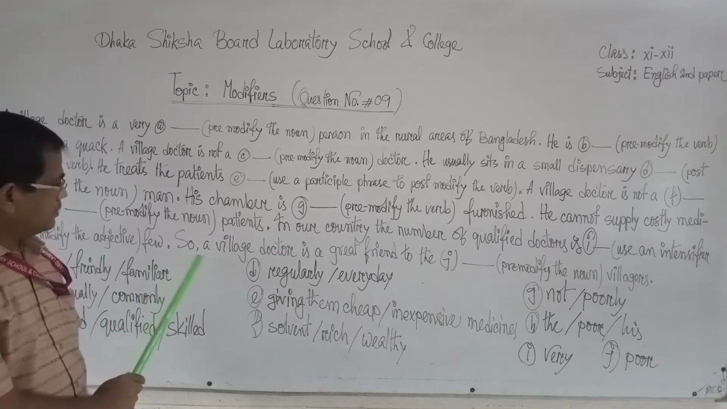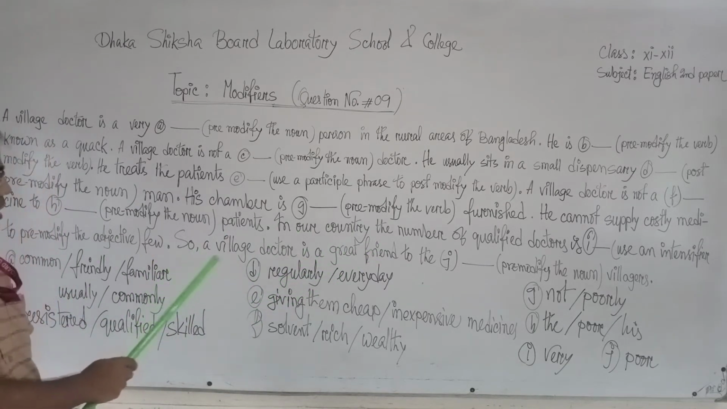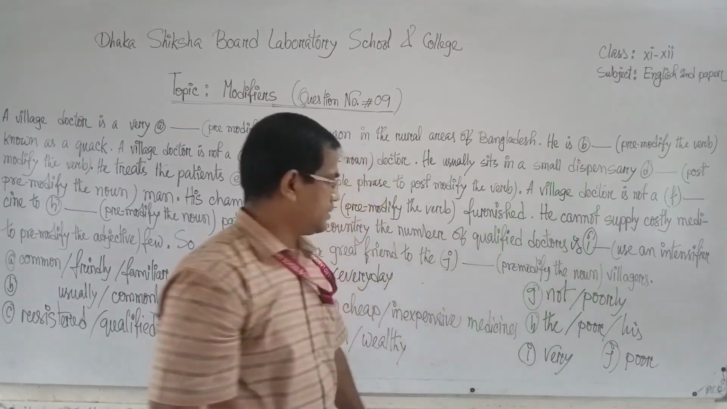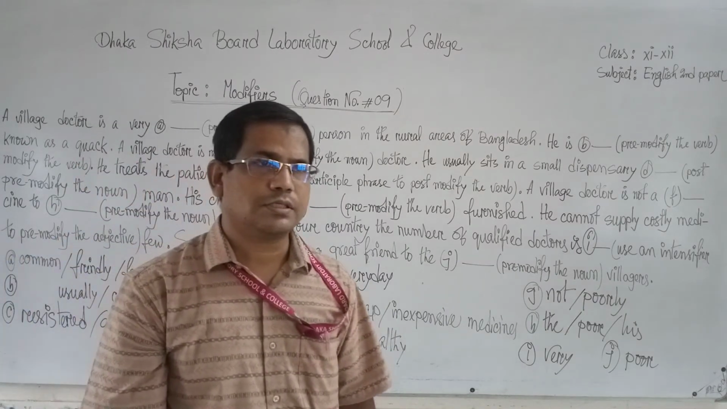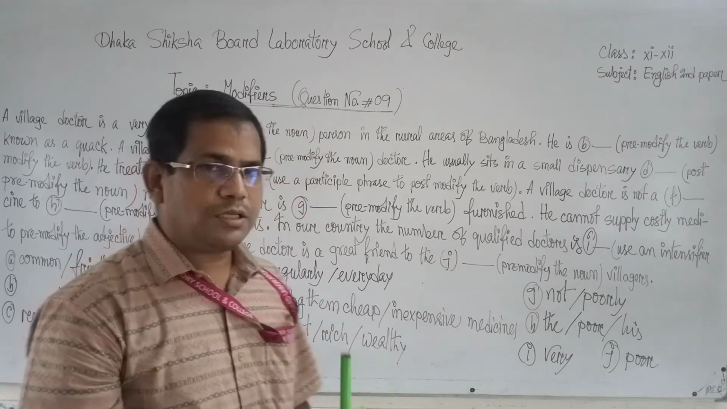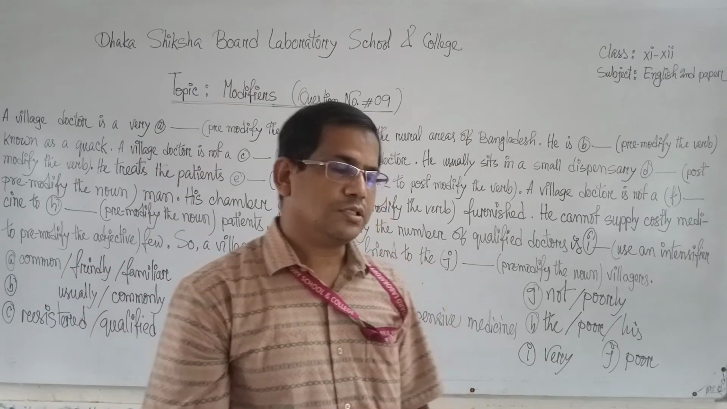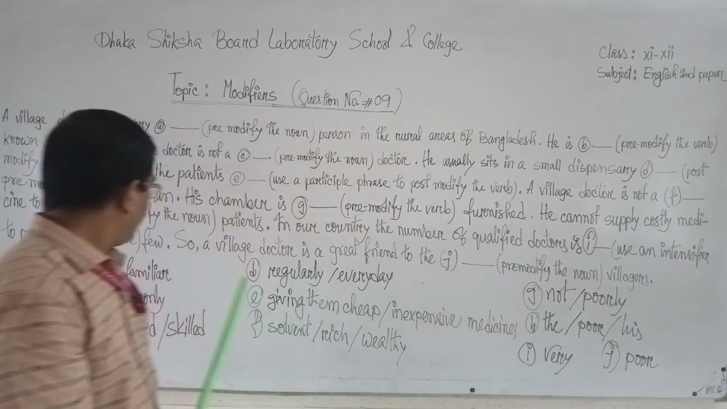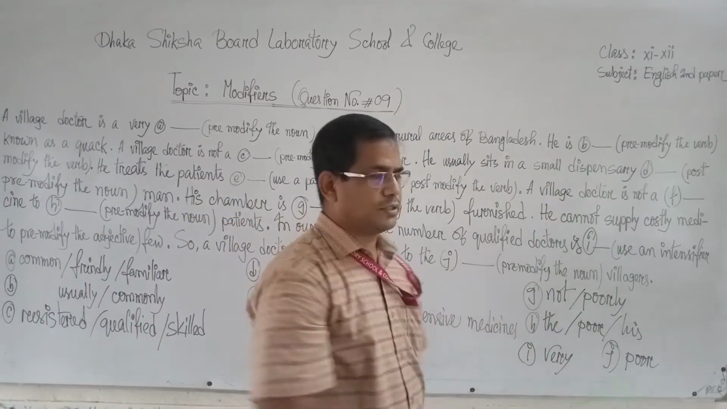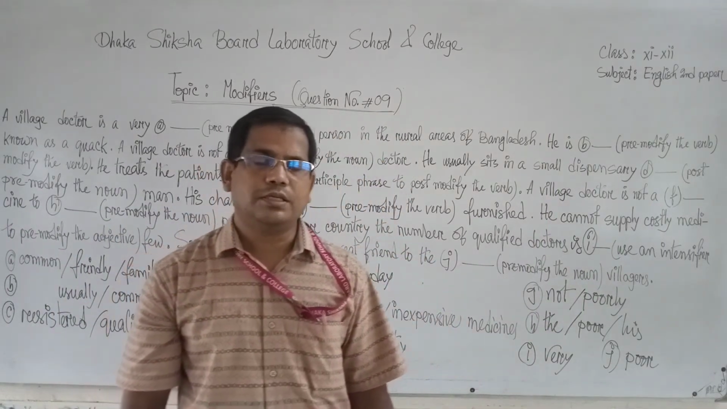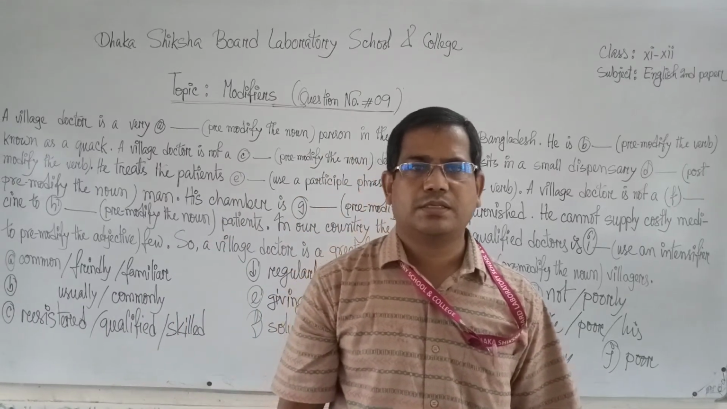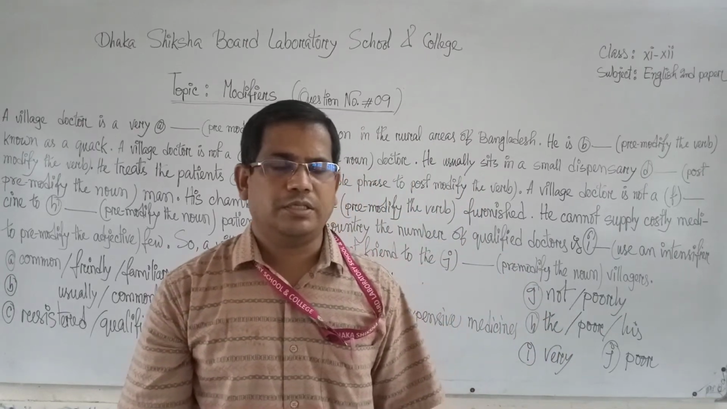Our last option is here, you see. A village doctor is a great friend to the dash villagers. You know, usually the villagers are poor, especially the patients he deals with are poor, you see. So a village doctor is a great friend to the poor villagers. Or instead of poor, you can also write helpless, insolvent, etc.